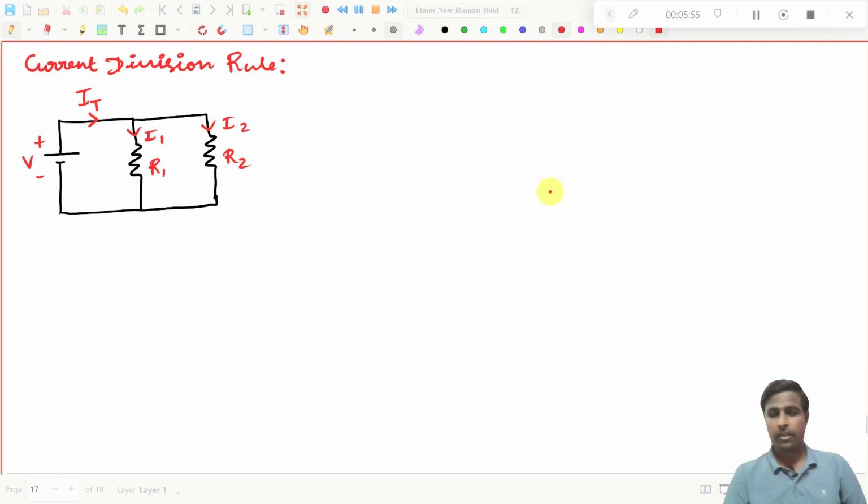And you see, we have taken a parallel circuit now. The current division rule applies only in a parallel circuit, which means these two resistors are connected in parallel, and this is connected across a voltage source.